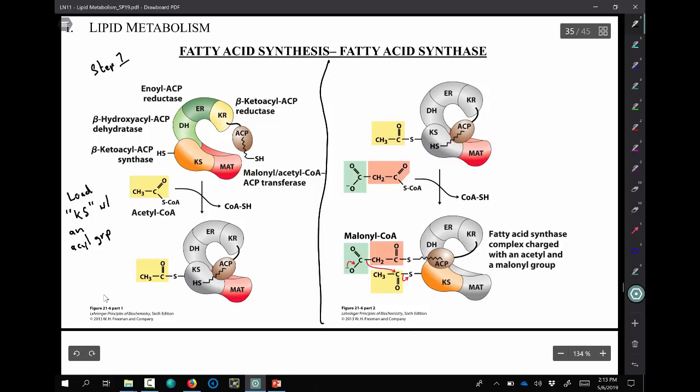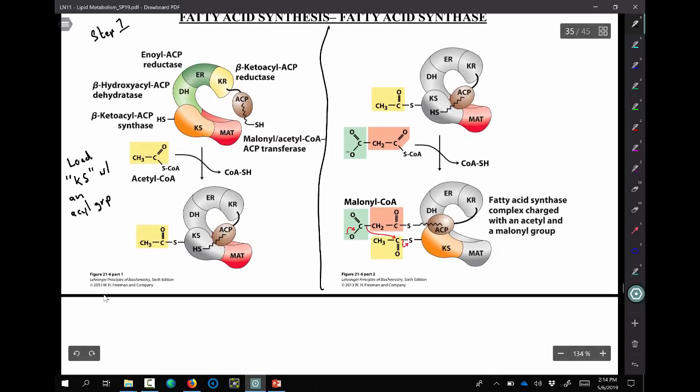KS, quote unquote KS, is one of those 7 domains. It's a synthase, and synthases will carry out condensation reactions, or this one does. Right, so when we say load KS with an acyl group, that's step 1. Now, it takes a little bit to do this. So what you see here on this slide, there are some things that are implied, so I want to talk about this on the next slide.